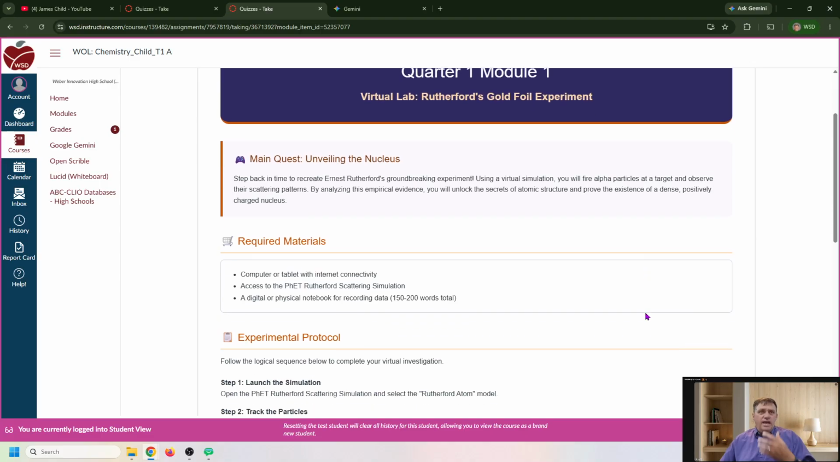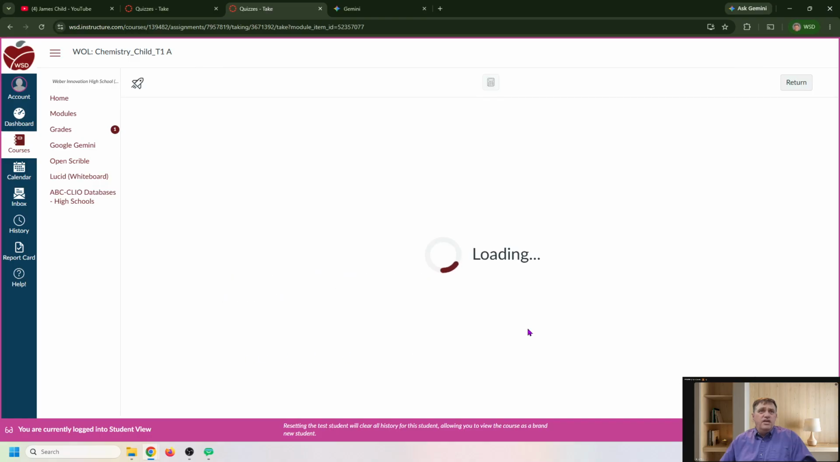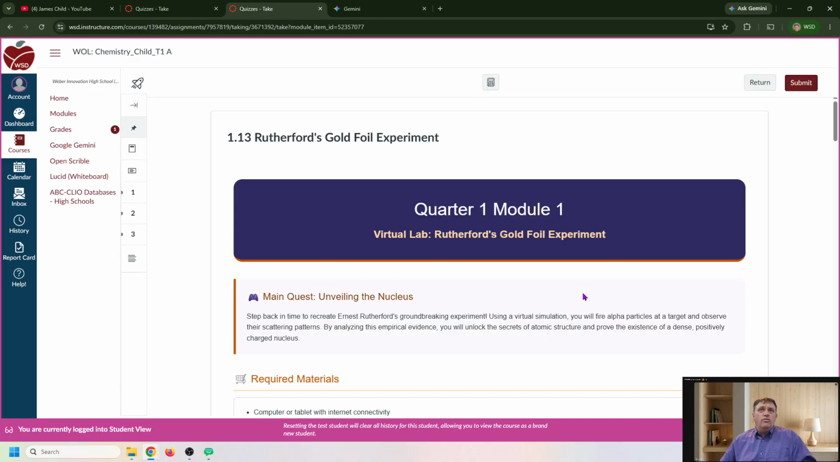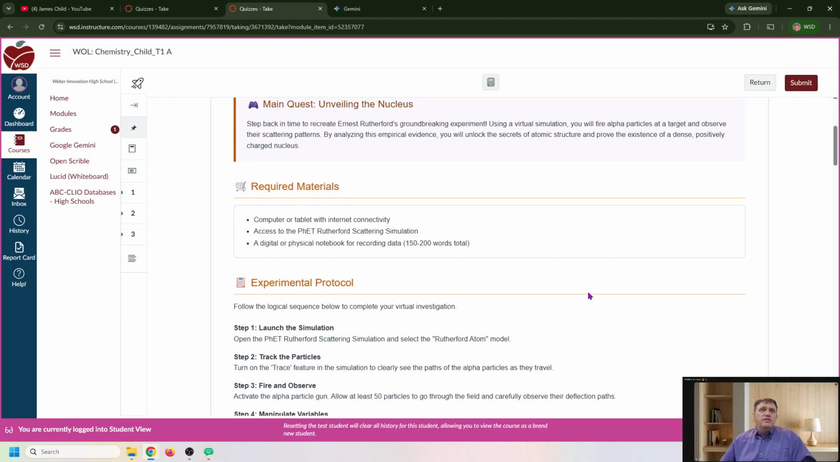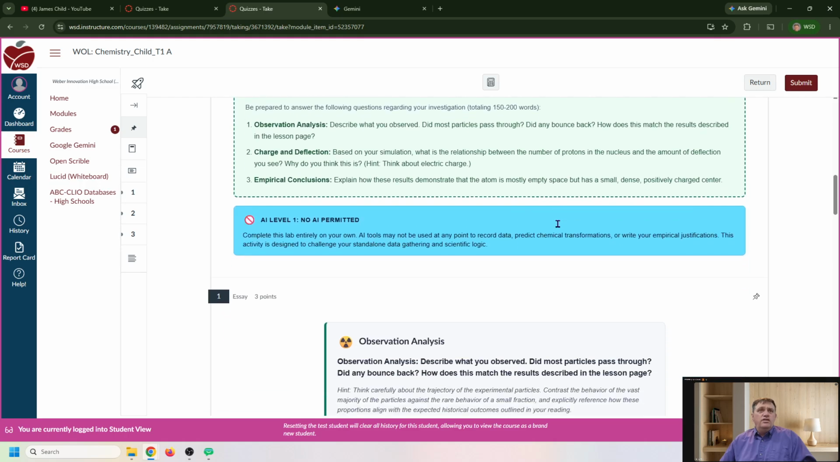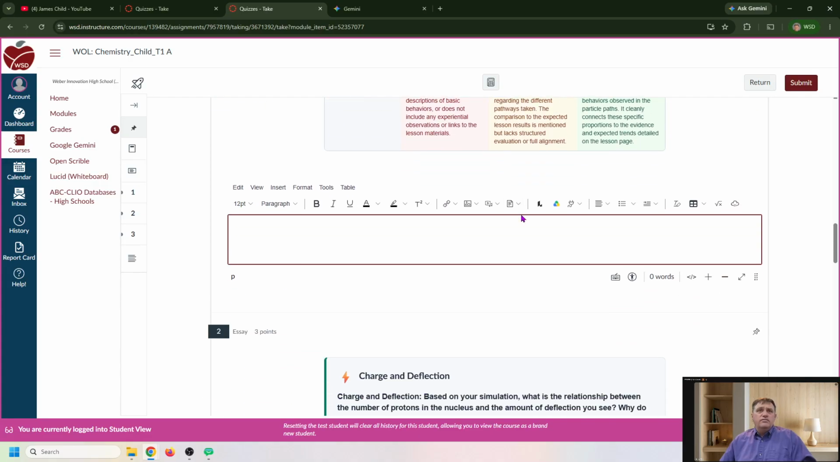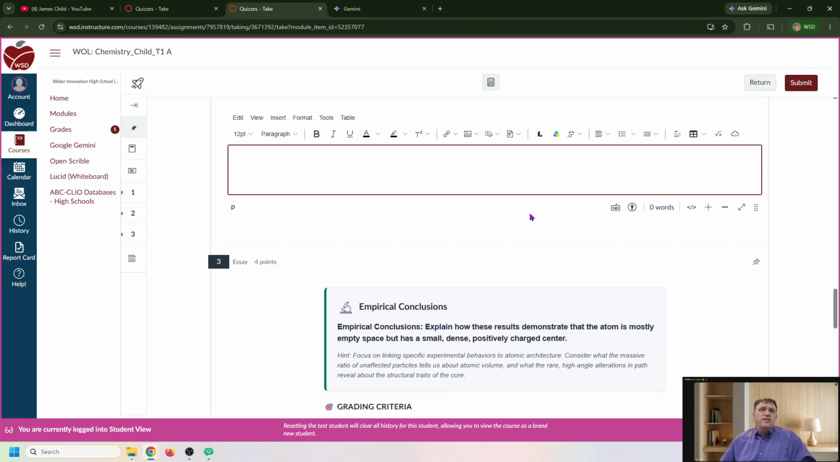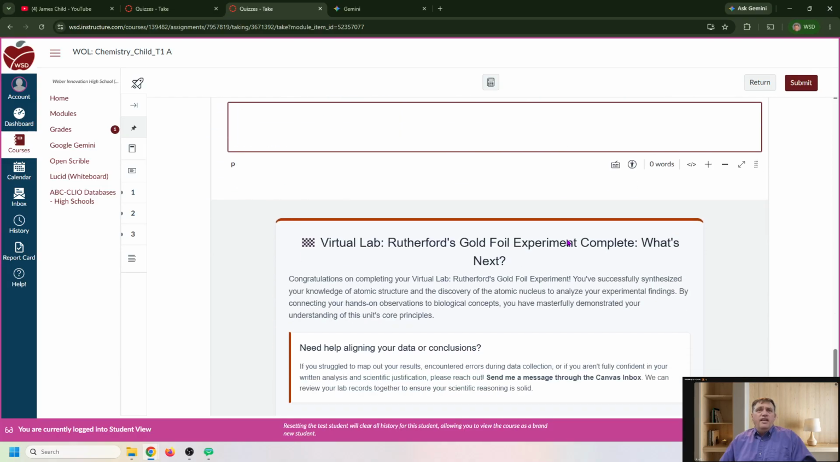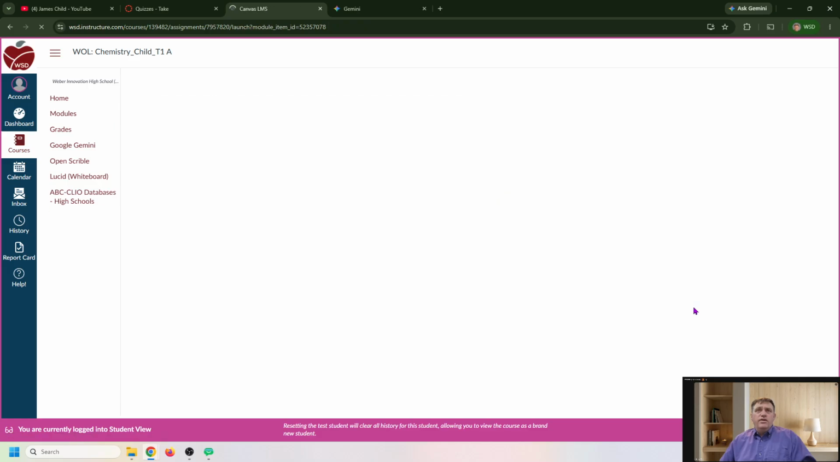And then here's the lab. Your submission questions, again, the exact same thing. No AI, you should be just walking through the lab. In this particular one, you're going to be using PhET. And then you're just telling me, there's 3 questions here, 3 points apiece. Well, probably 3, 3, and 4. Yeah. And then once you're done, you can then go take the quiz.